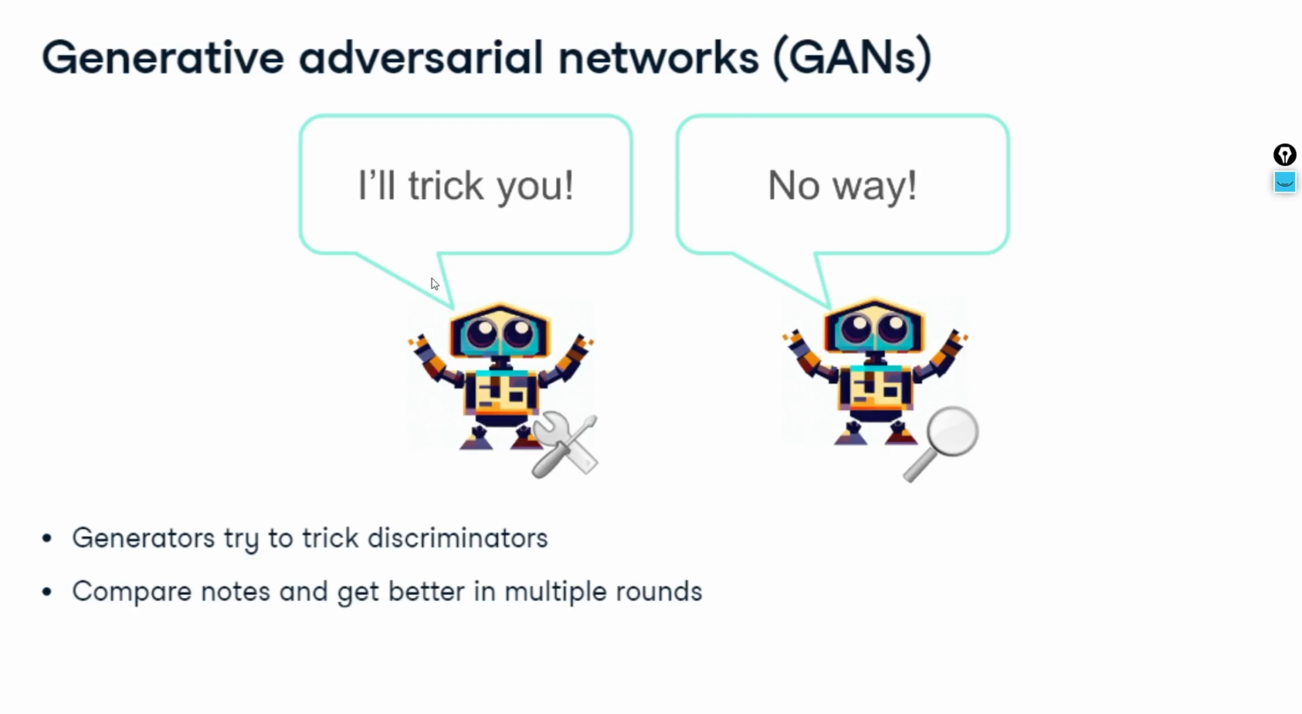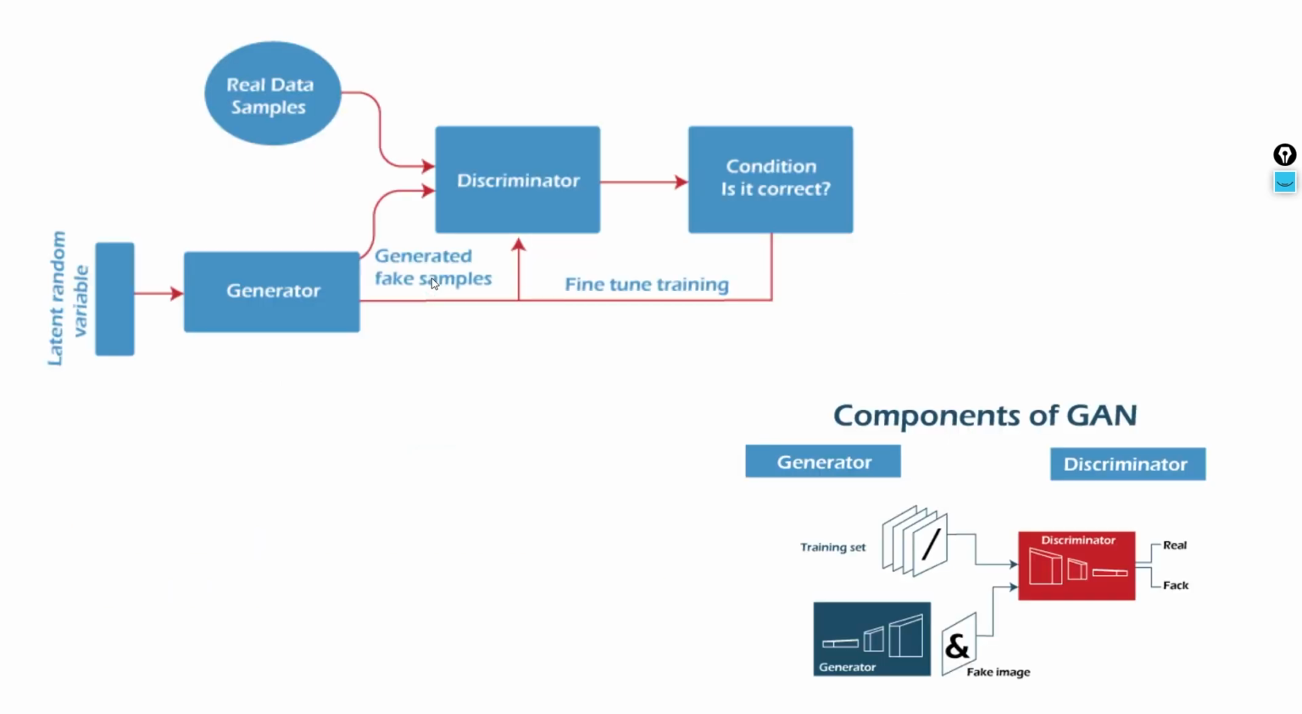So they have an architecture like this, with something called a generator and a discriminator. First, we have a set of sample data. Then we have a generator, which will generate some fake images, and then we have real sample data that is sent to the discriminator.